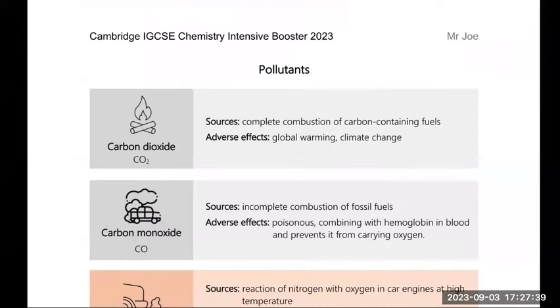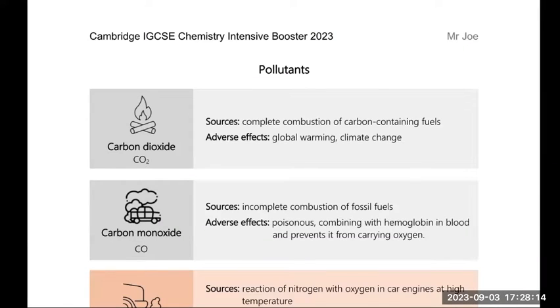Okay, in these pollutants, I already summarized one for you. What you need to know is what is the source, and what is the adverse effect. That's all. Of course the source. They might ask you to write the equation, but there are some equations you only learn, and some equations you no need to learn.